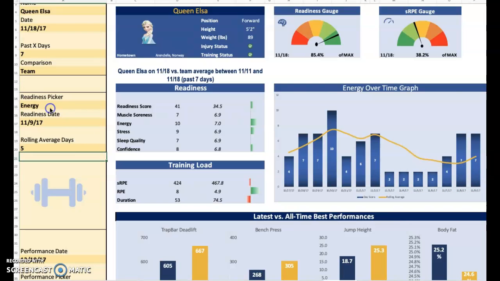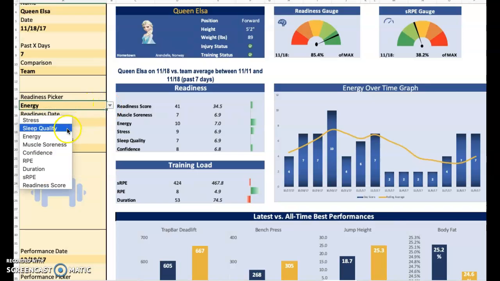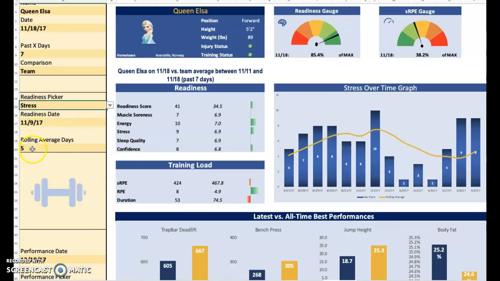There are 9 separate readiness pickers that we can change for the graph, from stress all the way to readiness score. So if we change this graph that we see here from energy to stress on this date over the past 7 days, we can see how typically on these dates his stress levels were higher than his rolling average over the past 7 days, some of them being below.